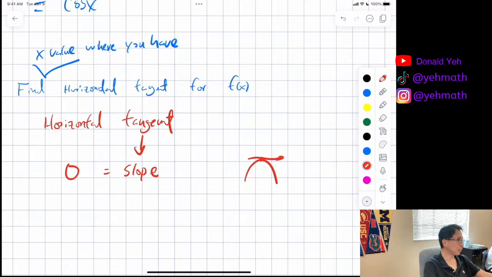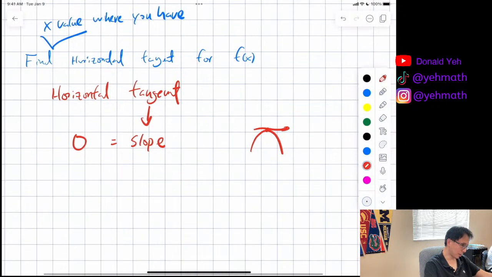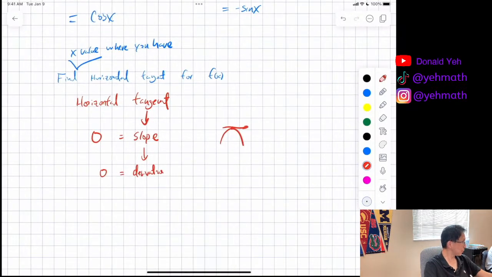But in terms of calculus, what does slope mean? Derivative is equal to 0. So how do you find horizontal tangent? You take a derivative, you set it equal to 0 because you want a slope equal to 0. Does that make sense? Yes or no? Okay.